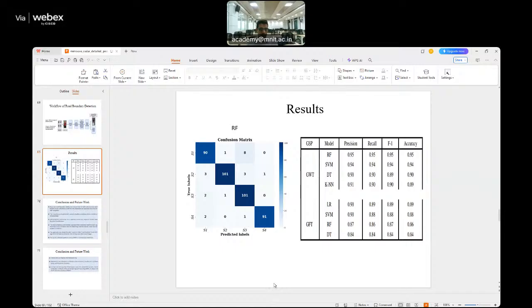So, does it answer your question? Someone, does it answer your question? Actually, I have to stop the slide because I can't see both the chats and the shared slides together.